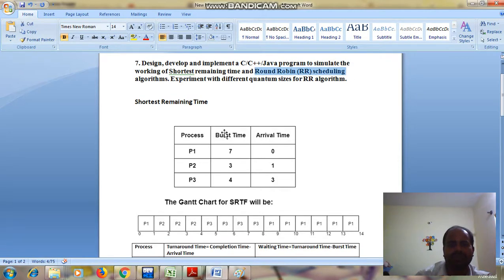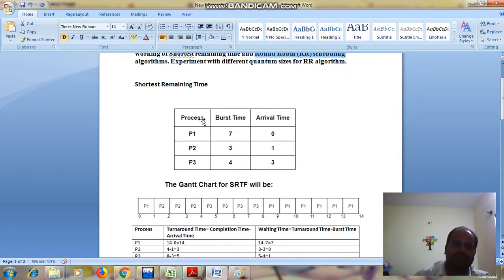So let us study what the shortest remaining time algorithm is. Here some processes will be there: P1, P2, P3. They need some resources, and how long they use that resource is called the burst time. Suppose P1 uses a resource for 7 seconds, P2 uses it for 3 seconds, and P3 uses it for 4 seconds.